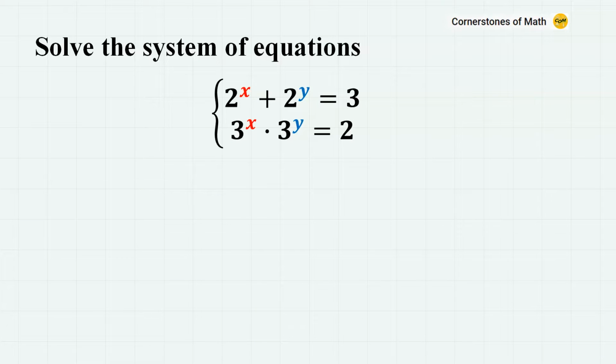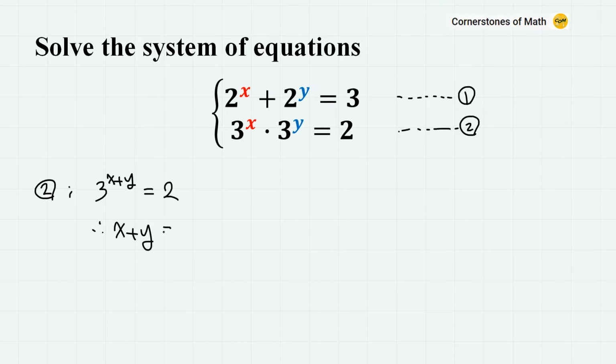Today we will solve the system of equations 2 to the power of x plus 2 to the power of y equals 3 and 3 to the power of x times 3 to the power of y equals 2. Alright, first, by the exponent rule, the second equation can be also written as 3 to the power of x plus y equals 2. Therefore, x plus y simply equals log base 3 of 2.